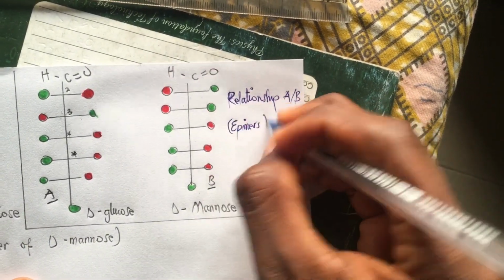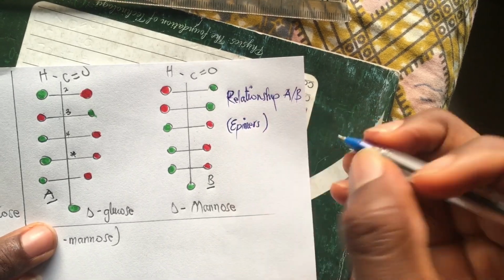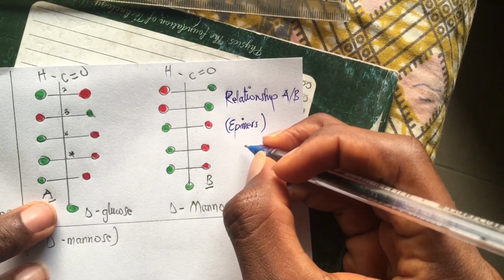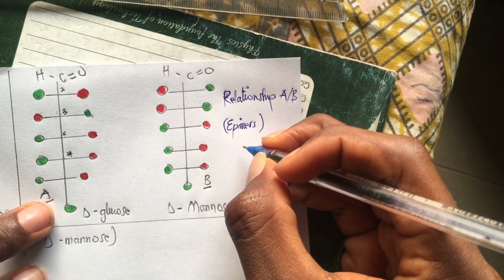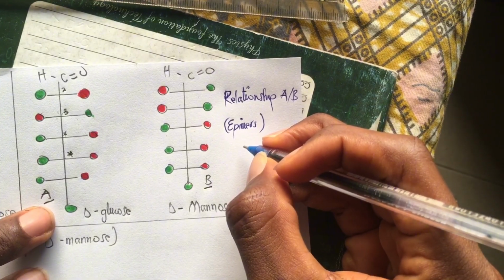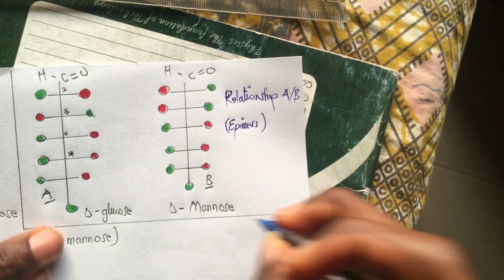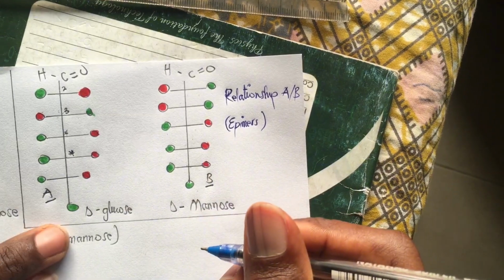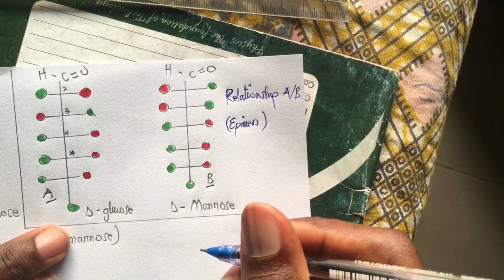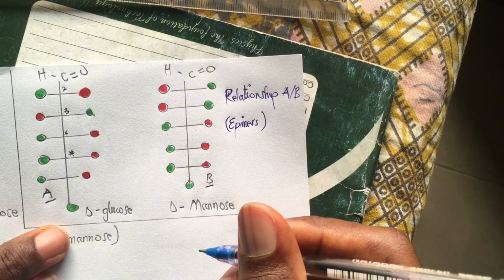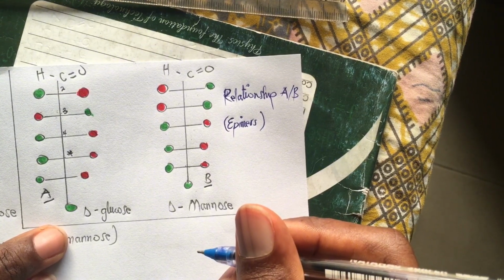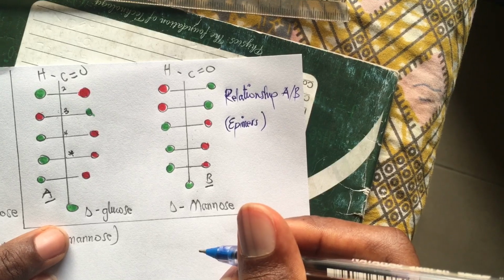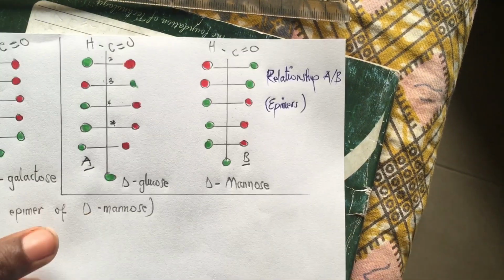And these epimers, we can say that they are what? C2 epimers of each other. The C2 actually represents the place where there is a change in configuration. So we can say that D-glucose is the C2 epimer of what? D-mannose, or D-mannose is the C2 epimer of what? D-glucose. That is very interesting, as you can see here.